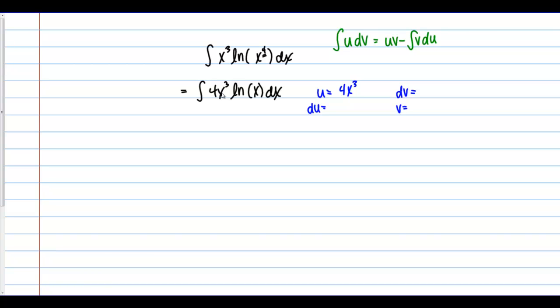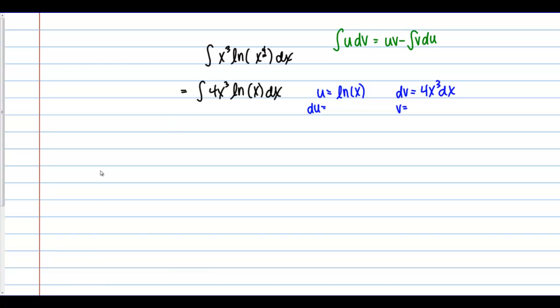That's because if I let u equal 4x cubed, then my dv is going to have to be the natural log of x dx. But that's a little tricky to integrate, right? We have to actually use integration by parts to integrate the natural log of x, so we're going to have a fair number of steps involved there. So let's see if instead we can do this the other way around. Maybe we can let u equal the natural log of x and let dv equal 4x cubed dx. Let's see if that works for us.